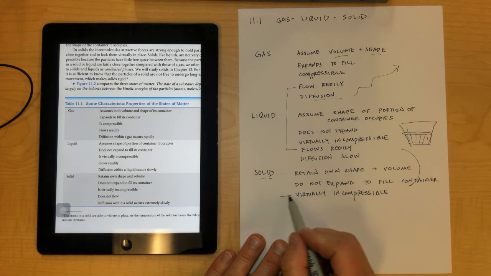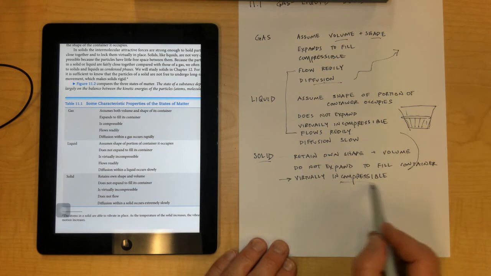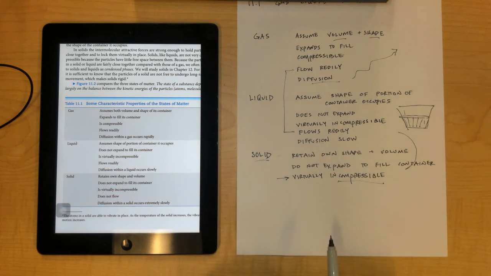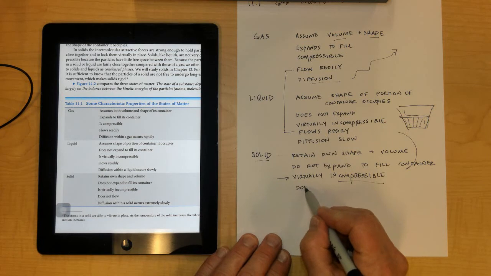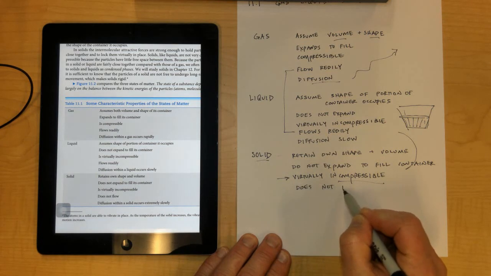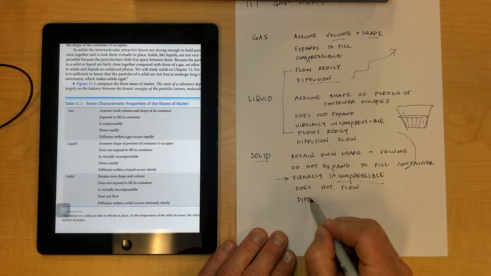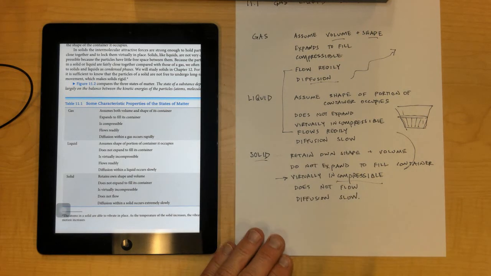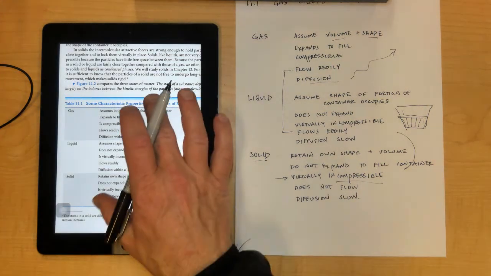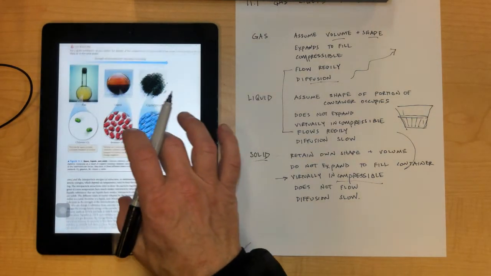So you have to be careful with this one, because of course somebody would say you could take styrofoam and you can definitely compress it, but remember, you're not compressing the solid portion, you're actually squishing the gas bubbles that are inside of that solid. It does not flow. And diffusion is super slow. It doesn't move very fast when you have a solid mixed with a solid. Not that it couldn't, it just doesn't go very fast.